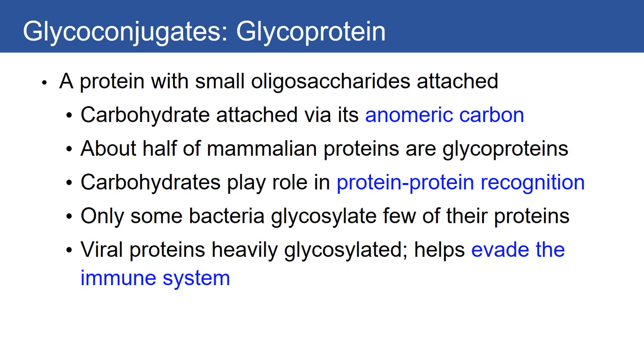Only some bacteria have glycosylation, so not very many of them have glycoproteins. On the other hand, viruses are heavily glycosylated. That helps them evade the immune system. In fact, almost all viral fusion proteins are heavily glycosylated.